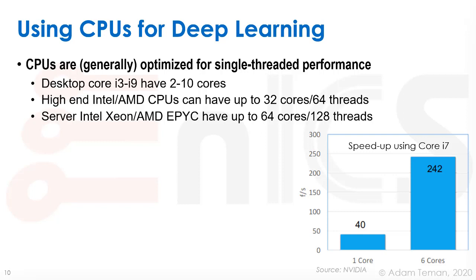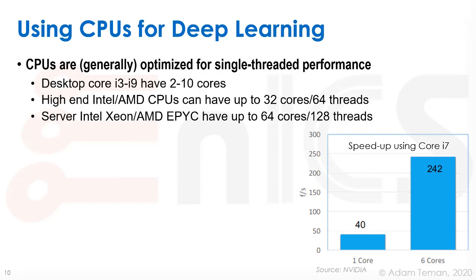If we take Intel's desktops, we have these Core i3 to i9s. They usually nowadays have something like 2 to 10 cores. If we take the high-end Intel or AMD CPUs, they can have up to 32 cores. Usually there'll be 2 threads per core, so they can be up to 64 threads. And there are servers such as the Intel Xeons or the AMD EPYCs. They'll have up to 64 cores or 128 threads.